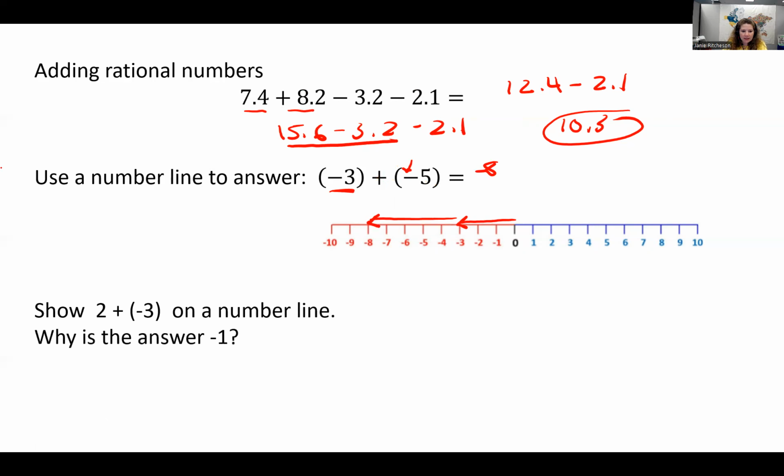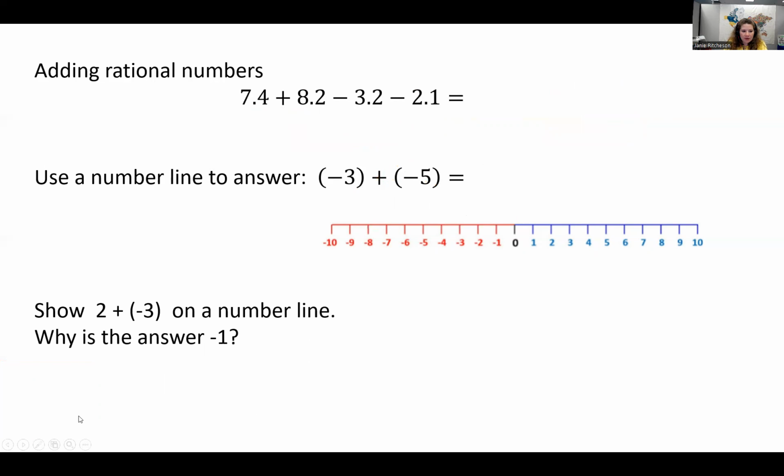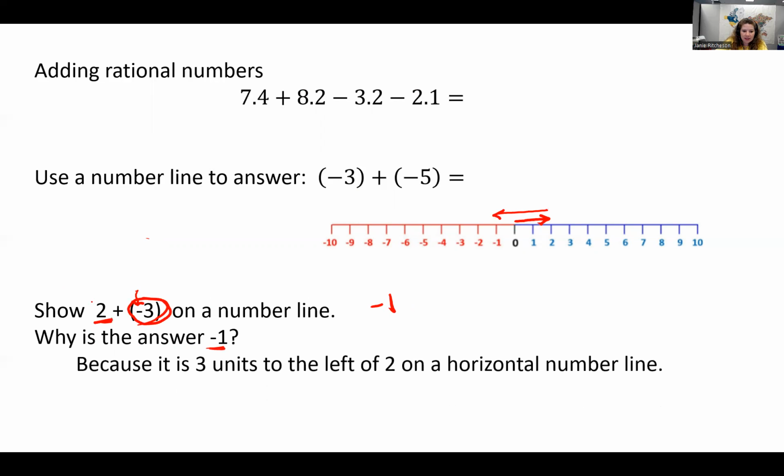So on a number line, let me get rid of all this other stuff. All right, we're going to start at positive 2. So from 0 to positive 2. And then it says go left 3. From positive 2, we're going to go left 3 spaces. And what do we land on? We land on negative 1. Why is the answer negative 1? Because there were more negatives than positives. Okay.